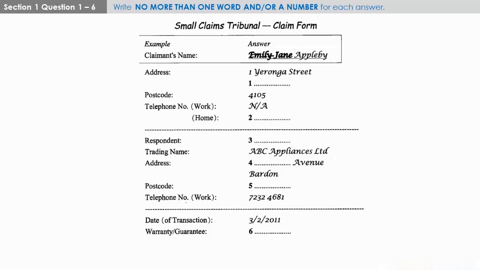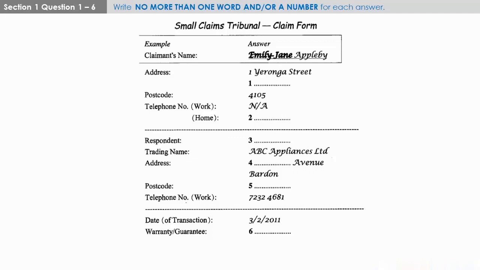Good. And do you work? No, not at the moment. Okay, so no work number. What about a home phone number? Yes, I can give you that. It's 7848-3762. 7848? 3762. Right.